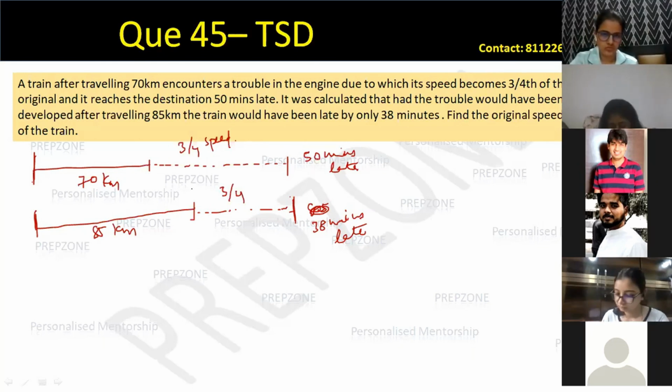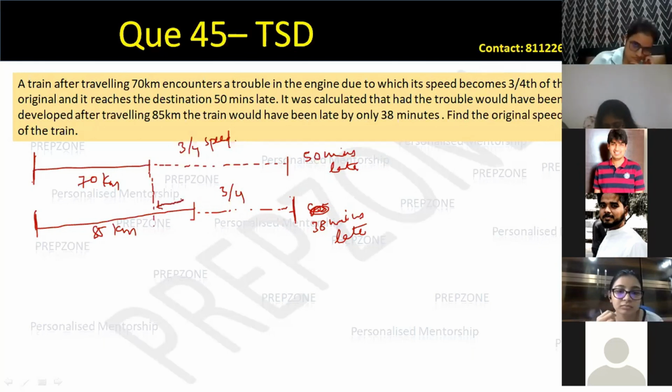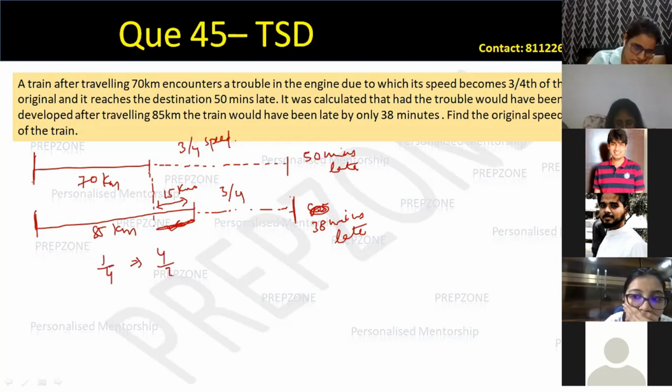Okay. So if you just observe the difference between the first expression and the second, the only difference is in traveling this 15 kilometers, right? This is the only difference. And what is happening is, in the second case, the train is traveling at its normal speed, right? Ye to normal speed hai bhi uski. But in the first case, the train is traveling at 3/4 of the speed. Okay, which means the speed has been reduced by 1/4. Speed hogi 3/4. So time should be what? 4/3, which means time should actually increase by 1/3.